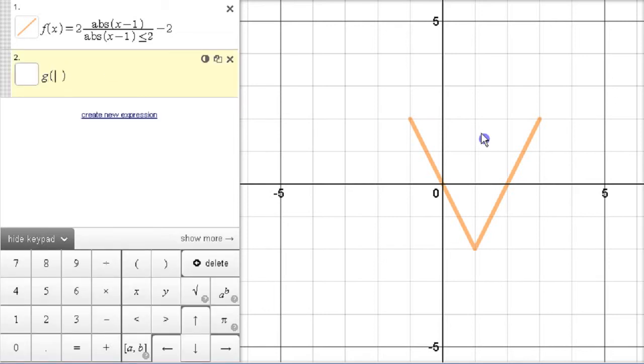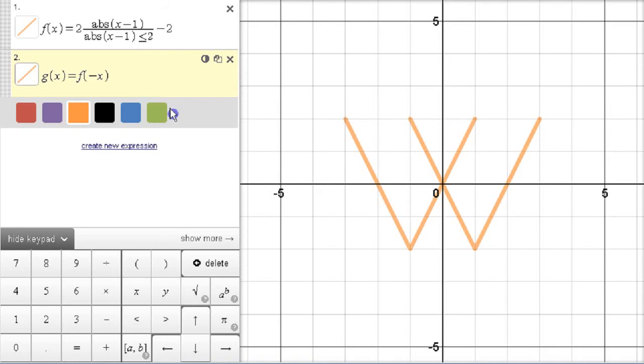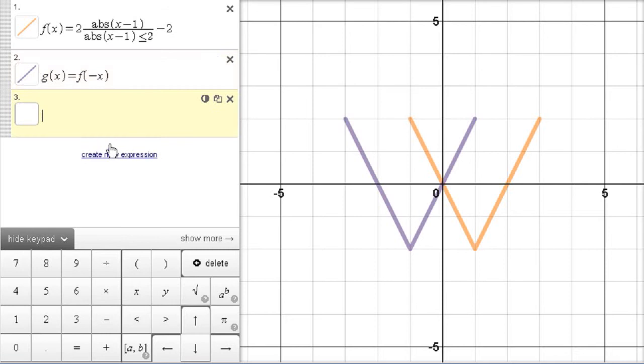Now, how we're going to combine transformations is we're going to create two new functions here. The first one we'll call g of x, and we'll make that a transformation of f of x. The first thing we'll do is a horizontal reflection, which we do by replacing x with negative x. If I had just gone g of x equals f of x, it's exactly the same, but I want this. Now I'm going to make that a different color too so we can see what's happening. So that's our horizontal reflection, reflected about the y-axis.